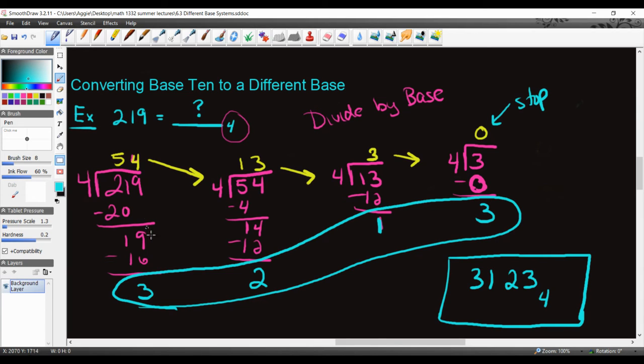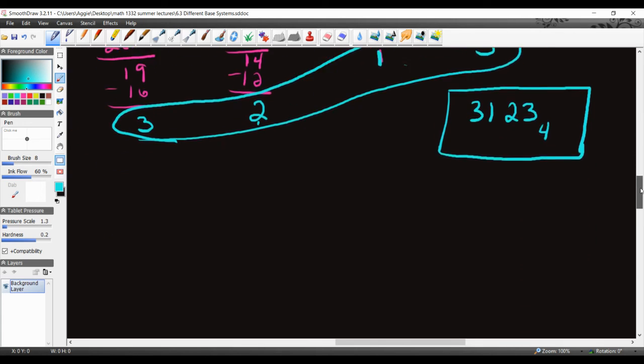But essentially what we're doing is dividing 4 into as big a number as we can, moving our way all the way down till we get to 0. And whatever we have left over is going to be our base 4, and we just go backwards. So the 3 goes first, the 2 goes second, the 1, and the 3. Okay, so let's try another example.